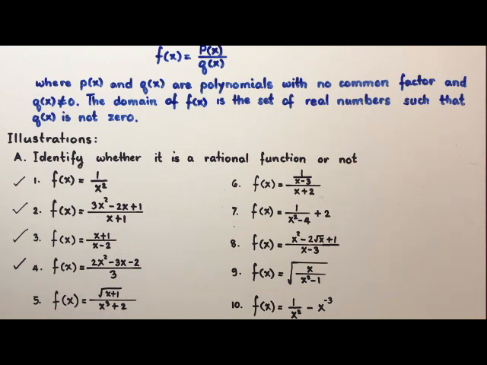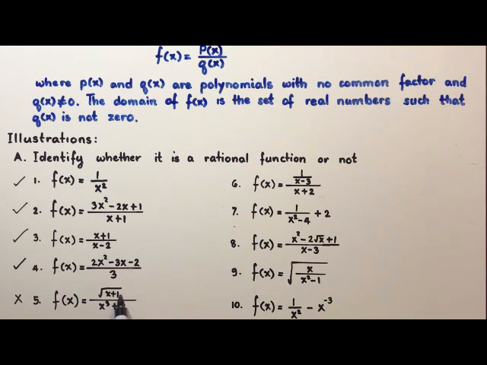Number 5, f of x is equal to the square root of x plus 1 all over x cubed plus 2. Is this a rational function? If your answer is yes, then you are not right because you see there that in the numerator we have the square root of x plus 1, and if you convert this one to an exponential form, that is x plus 1 to the power of 1/2.